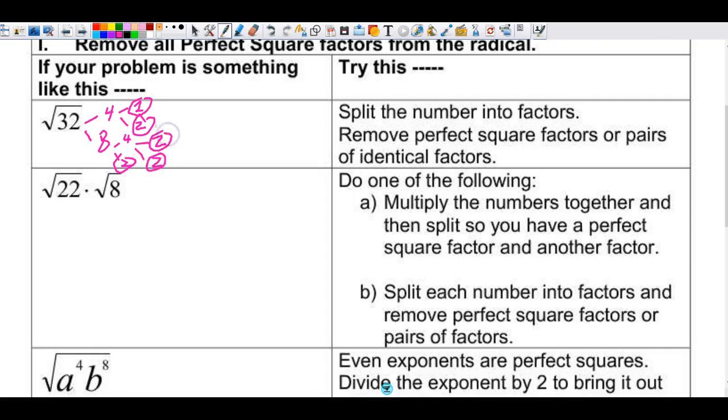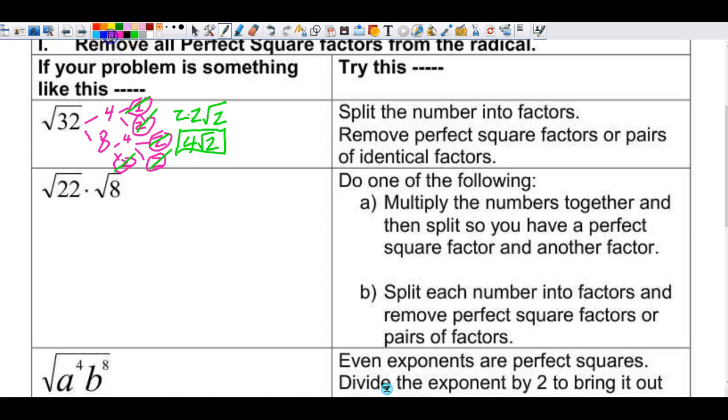And then I circle them all, right? So then I look for pairs. And I've got 2 2's here, comes out as a regular 2. 2 2's here, comes out as another regular 2. And this 2 has to stay underneath the square root. Multiply everything outside together, everything inside together, and I get 4 square root of 2. Okay, so that's the full tree way.